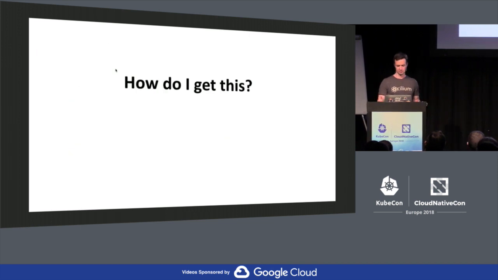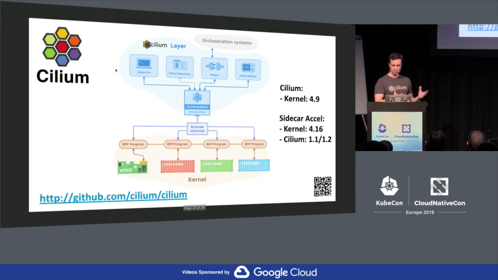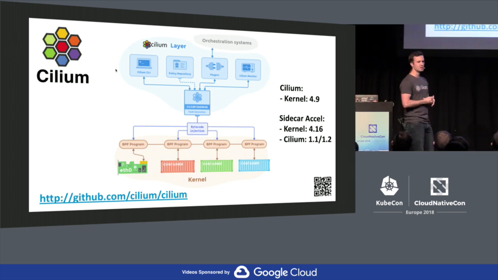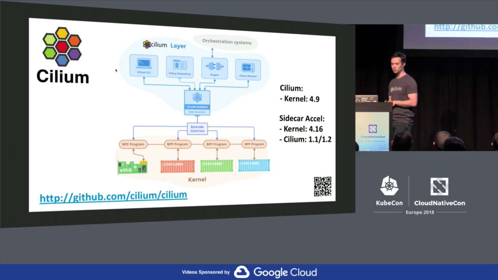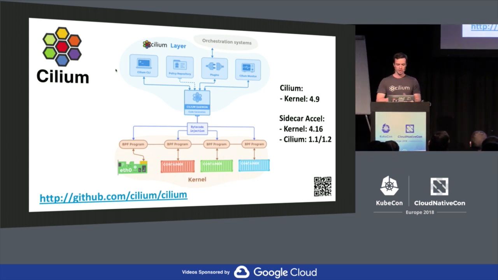So how do I get this? You can run Cilium, right? This is the way to get this. Cilium brings BPF to Kubernetes and other orchestration systems. I will talk a little bit about BPF or about Cilium and its scope in the next slide.